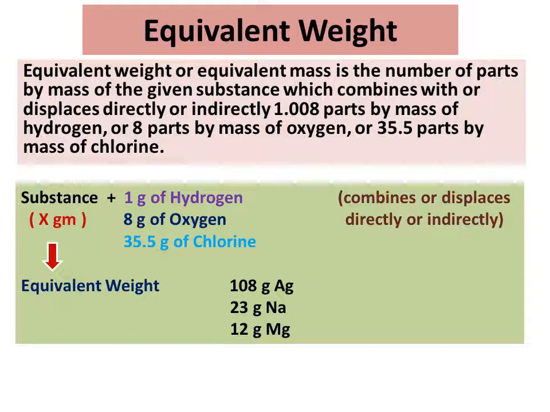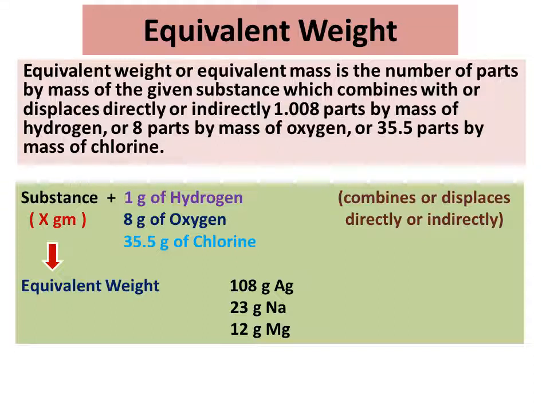1 gram means 1.008 grams of hydrogen, it is the equivalent weight of hydrogen. The equivalent weight of oxygen is 8 grams. The equivalent weight of chlorine is 35.5 grams. Similarly, if these three elements are not there, we have silver, so 108 grams of silver is the equivalent weight of silver. So suppose we have x grams of any particular substance that combines directly or indirectly with 108 grams of silver, so that will be its equivalent weight.